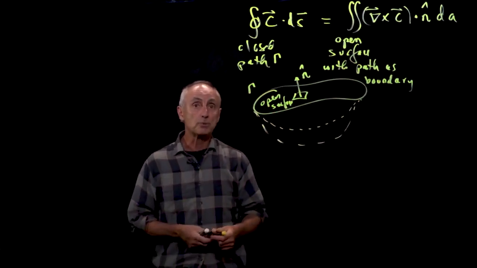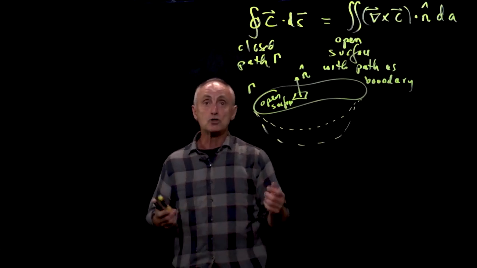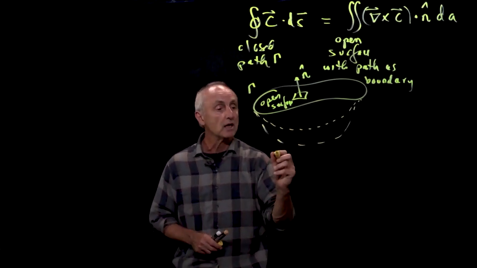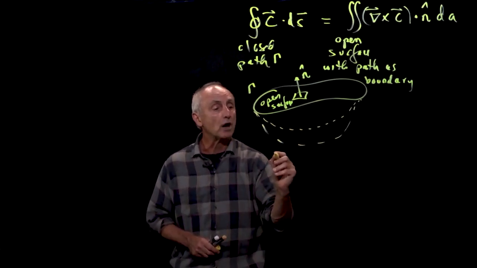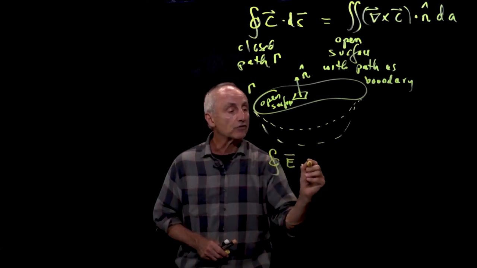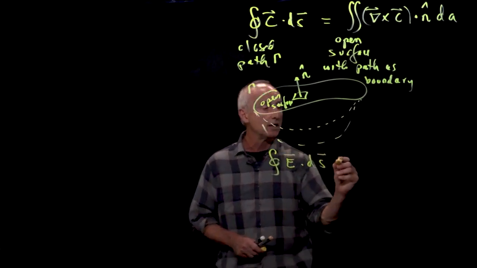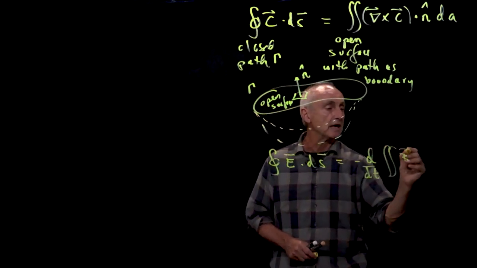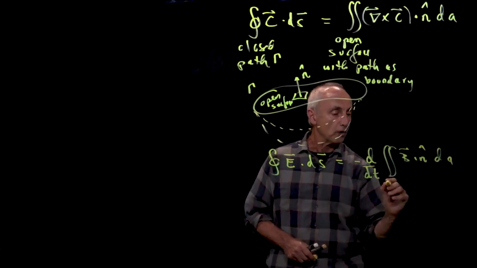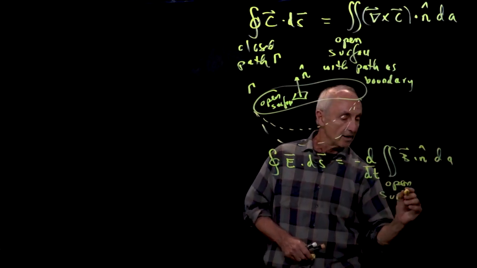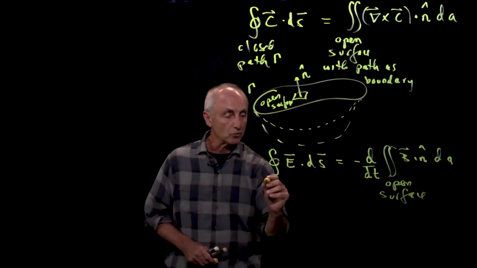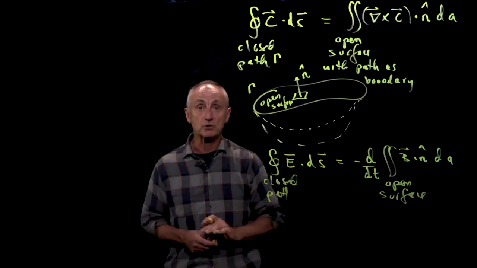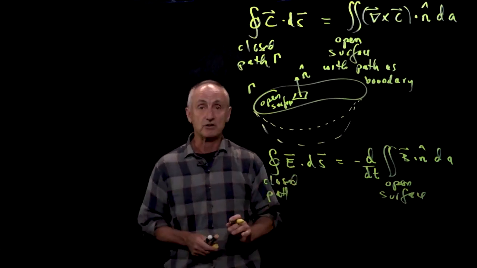Now, what we'd like to do is apply this to our two source equations, our two Maxwell equations. First, the integral of the electric field around a closed path is equal to the negative time change of the magnetic flux through our open surface. And you should be asking yourselves, which one of Maxwell's equations is this? Well, this is Faraday's law.